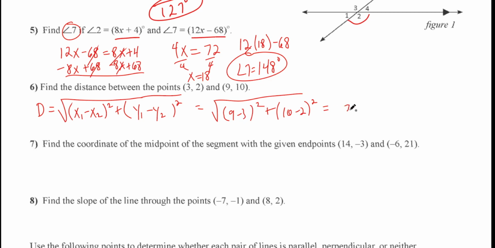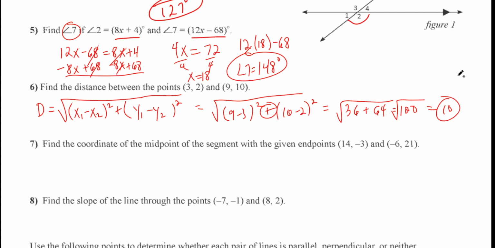So 9 minus 3 is 6. What's 6 squared? 36. Plus, some of you guys are missing that. Some of you guys are putting a minus here and a plus here. You got to keep it straight. Make sure that you know that you're subtracting these two and you're adding this one. Okay, 10 minus 2 is 8. What's 8 squared? 64. It's under a square root. 36 and 64 is 100. Square root of 100 is 10, and that's it right there.